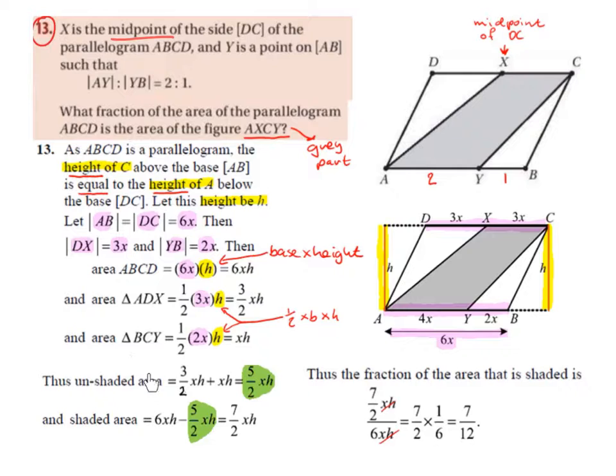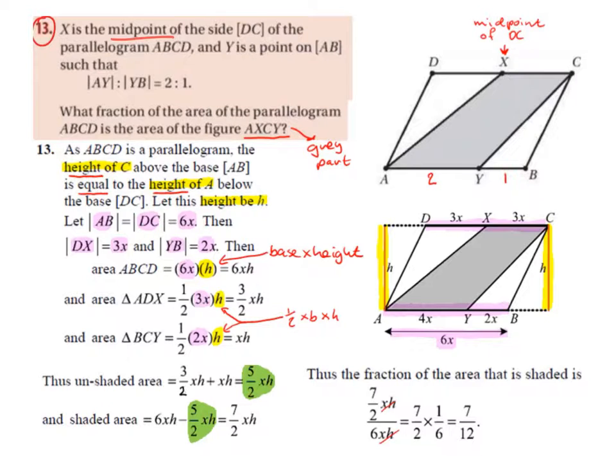Thus, the unshaded area, so the first triangle, ADX, and the second triangle, YBC, added together is going to be 3 over 2 xh plus xh, and 3 over 2 xh plus 1xh is 5 over 2 xh. So the unshaded area is 5 over 2 xh.